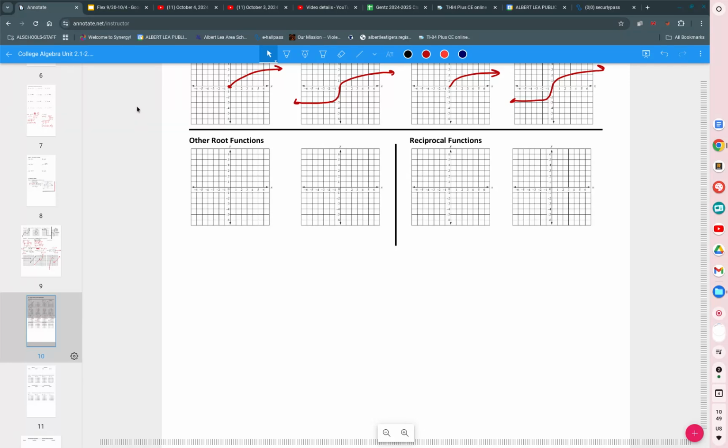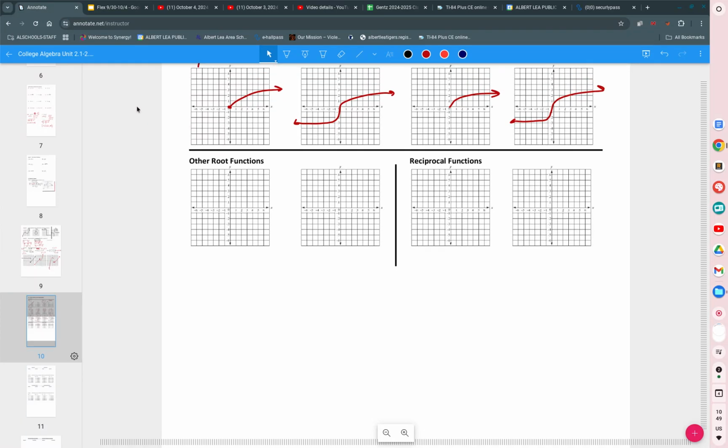Other root functions. Y is equal to x to the 2/3 power. Or in other words, cube root of x squared. Now this is interesting as you think about it. I can square any number. I can square positives, I can square negatives.